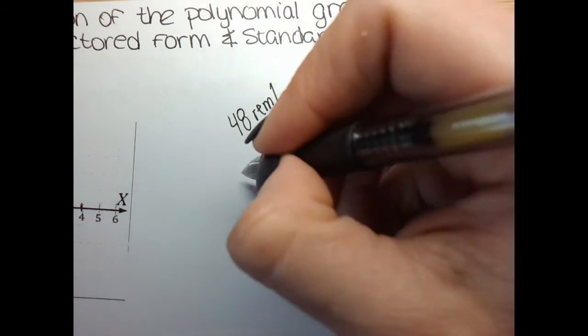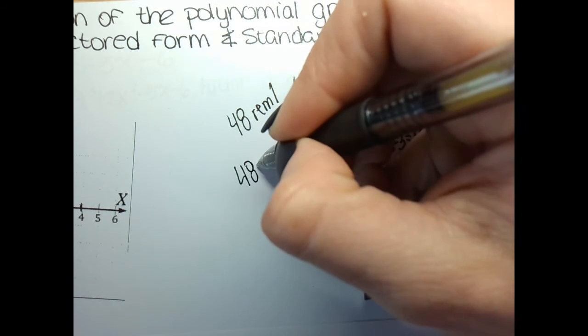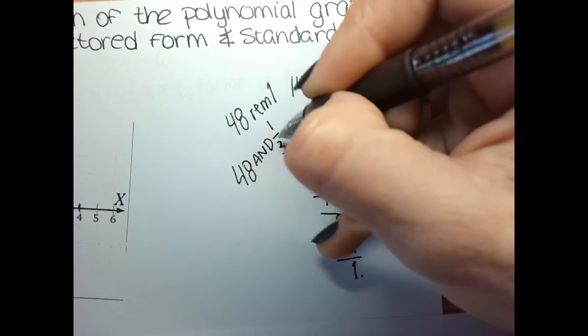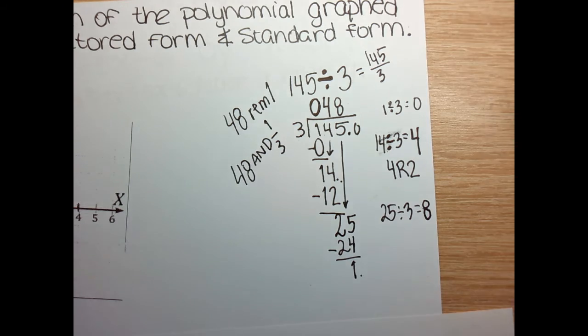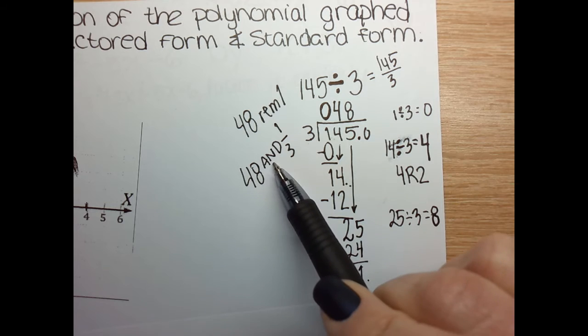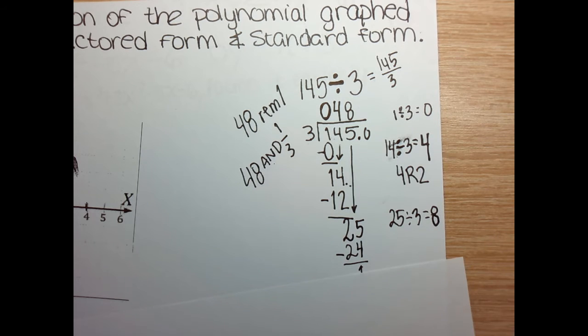Ooh, so nice, right? 48. I'm going to write the words she said, and 1/3. You guys remember that language? 48 and 1/3. But did you write it with the word and? How did you write it?